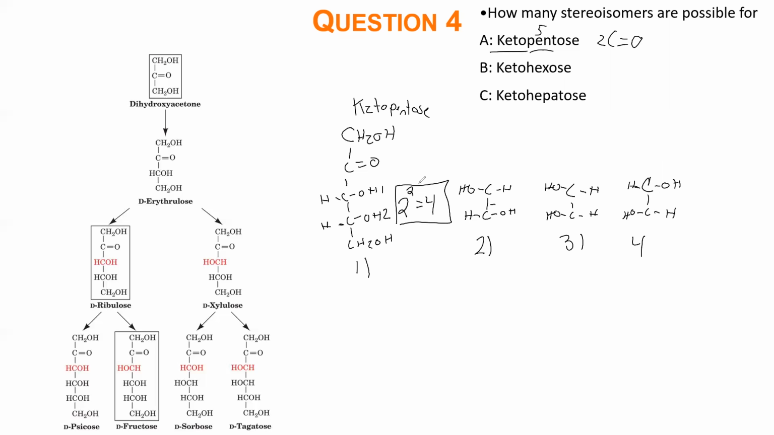So just to make sure you understand that idea, take a minute or so and tell me for keto hexoses, 6, or keto heptoses, 7, how many stereoisomers are possible. See if you can figure that out, and I'll be back in a minute or two to discuss this. If you have questions, feel free to put them in chat.